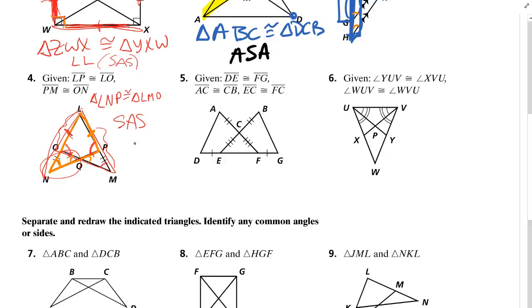So number 5, the overlapping triangles, of course, would be ADF and BGE. And why can we say that they're congruent? Well, again, this is going to be a side angle side kind of thing.